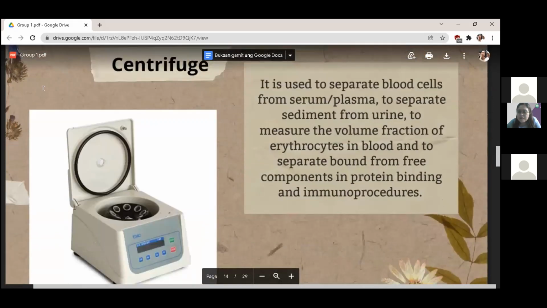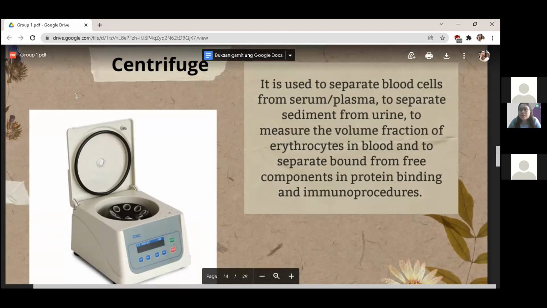And then we have the centrifuge. I believe you are very familiar with this. This uses a rotor inside. You will be placing your sample in small test tubes, and you will be placing the test tubes here in every hole. We use the centrifuge most likely for separation.